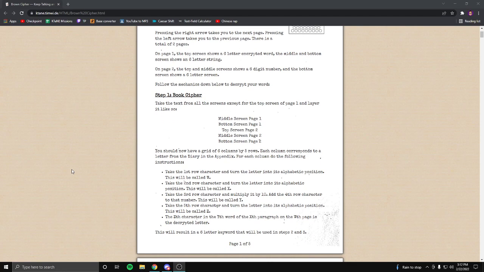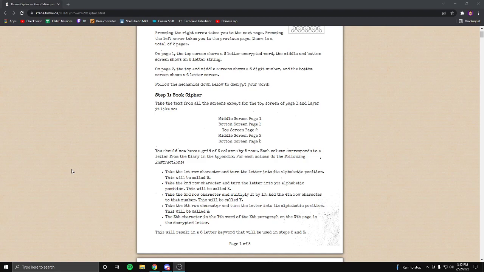Step 1. Book Cipher. Take the text from all the screens except from the top screen of page 1 and layer it like so. Middle screen page 1. Bottom screen page 1. Top screen page 2. Middle screen page 2. Bottom screen page 2. You should now have a grid of 6 columns by 5 rows.